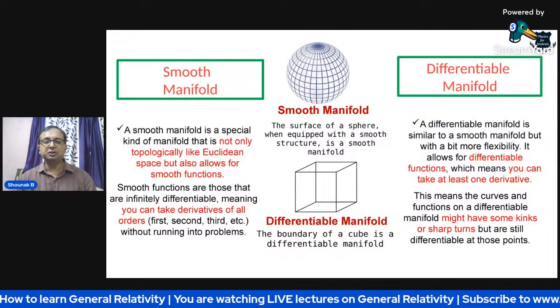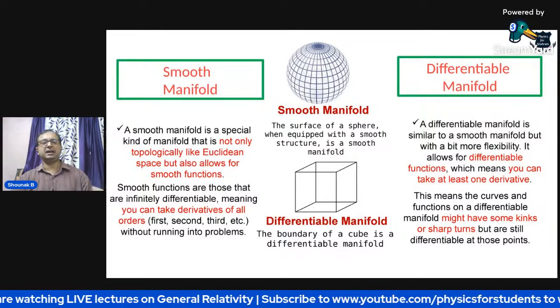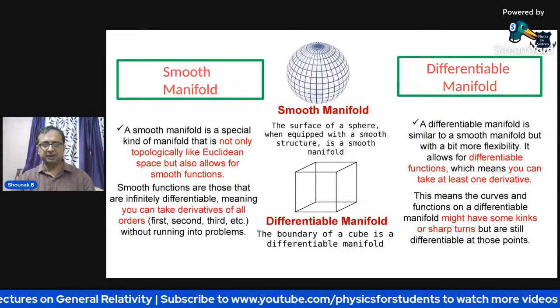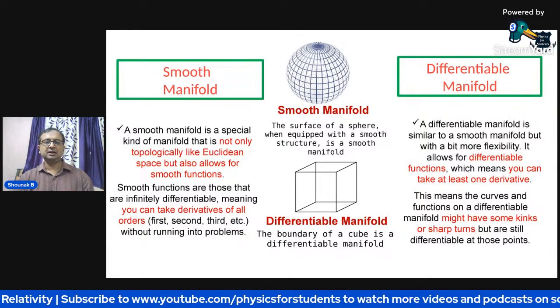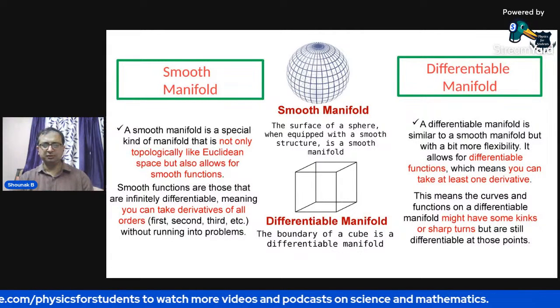Now, what do I mean by kinks or sharps or turns? You can very well understand. Okay, let me quickly get my Jamboard ones so that I can at least give you a kind of an understanding of what is a smooth manifold.